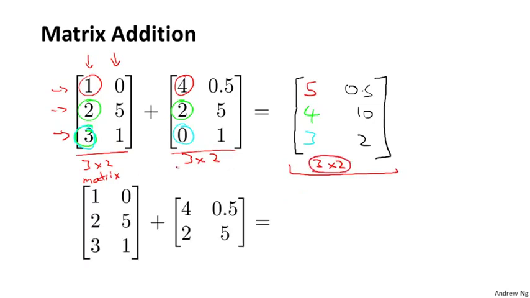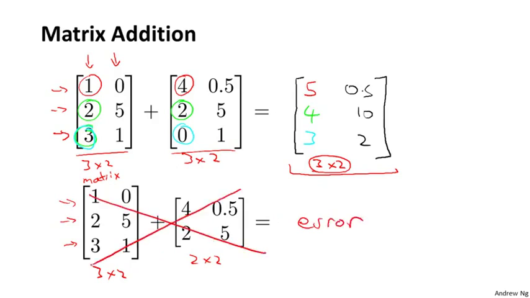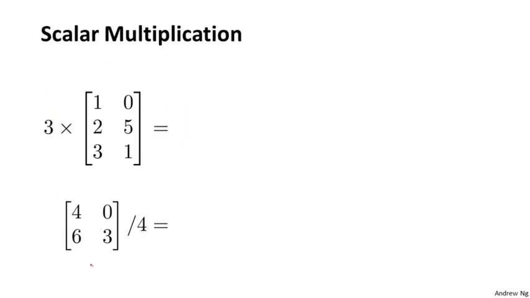Whereas in contrast, if we were to take these two matrices, this one is a 3 by 2 matrix, so again, 3 rows, 2 columns. This here is a 2 by 2 matrix. Because these two matrices are not of the same dimension, this is an error. So you cannot add these two matrices, and their sum is not well defined. So that's matrix addition. Next, let's talk about multiplying matrices by a scalar number.